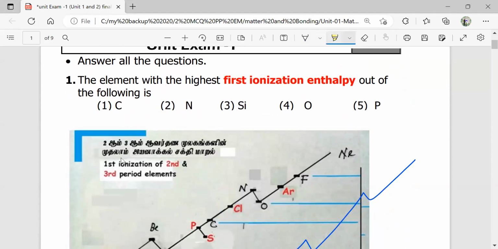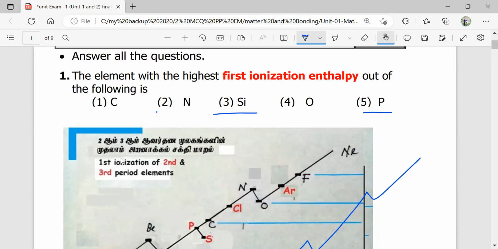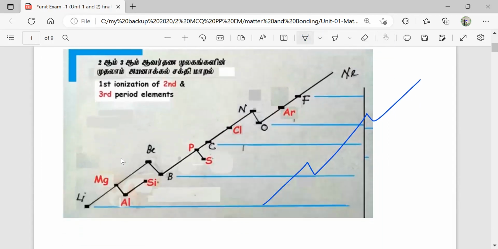These elements include second period and third period elements. These two are third period, the other three are second period elements, right? There is a misconception. The second period elements have a higher first ionization energy compared to the third period elements. That is a misconception sometimes. This is the pattern actually, right?